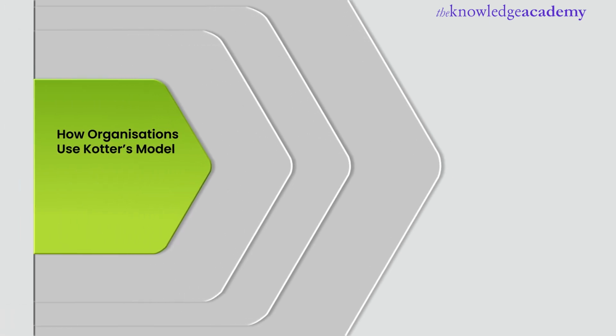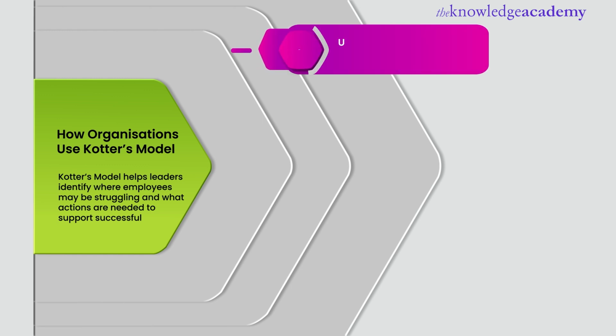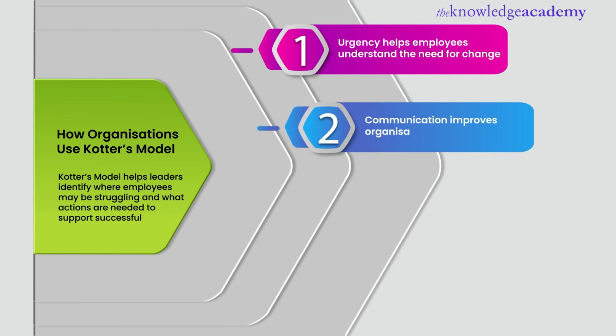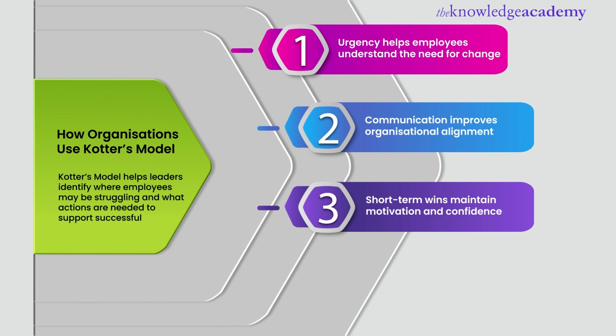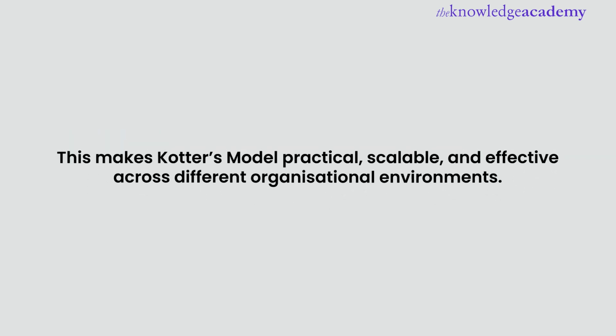How organizations use Kotter's model. Kotter's model helps leaders identify where employees may be struggling and what actions are needed to support successful adoption. For example, urgency helps employees understand the need for change. Communication improves organizational alignment. Short-term wins maintain motivation and confidence. Cultural integration helps sustain long-term change. This makes Kotter's model practical, scalable, and effective across different organizational environments.